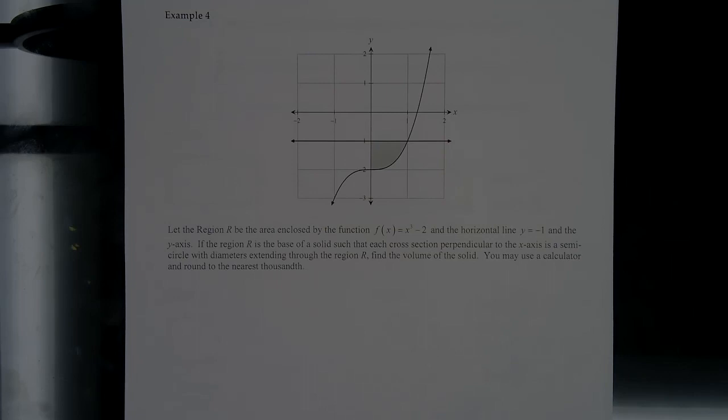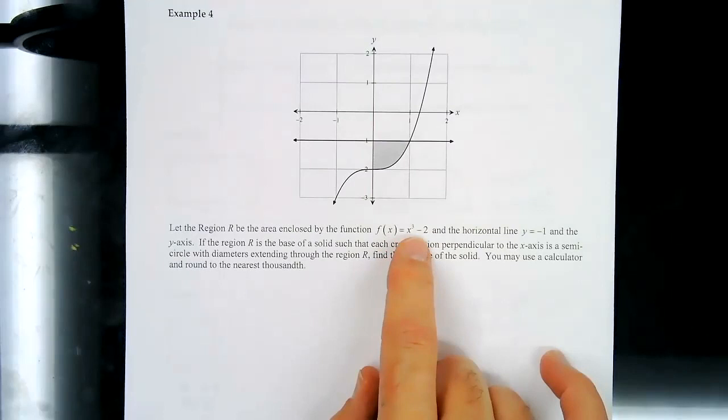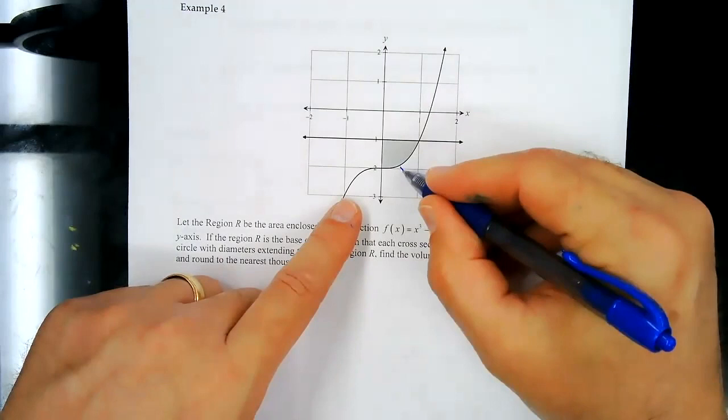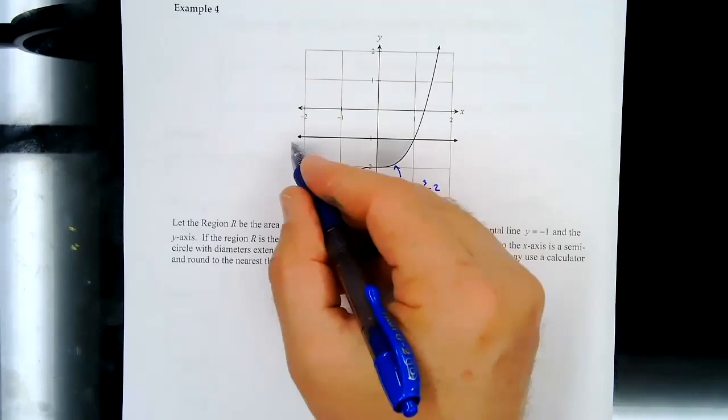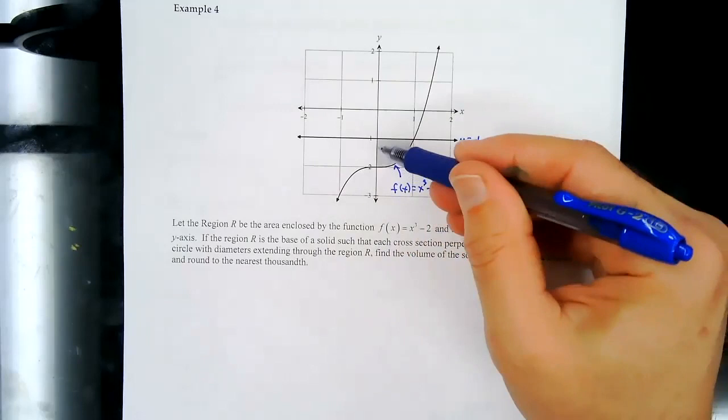So for this problem, again, we have the region R enclosed by the graph of f of x equals x cubed minus 2. And so x cubed minus 2 is this curve right here. So that would be my f of x is equal to x cubed minus 2. And the horizontal line, y equals negative 1. So that's this line right here, y equals negative 1. And the y-axis, so this would be right here, okay?